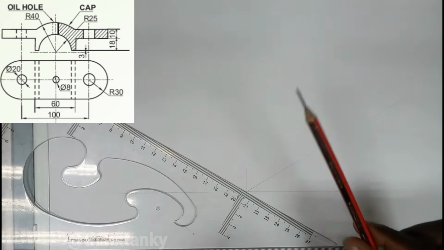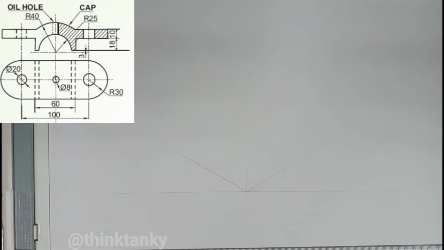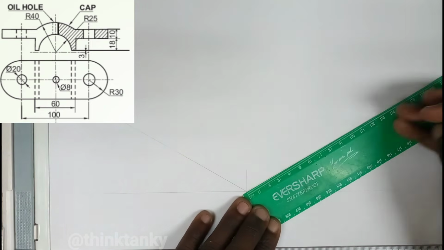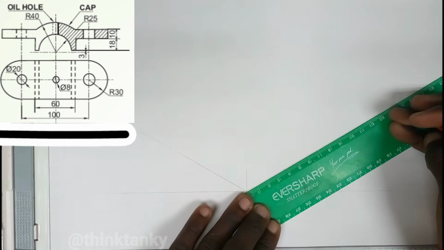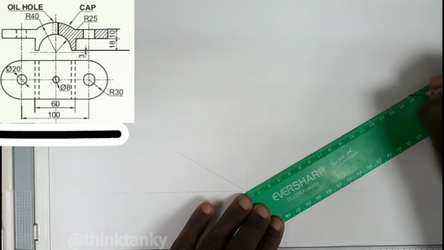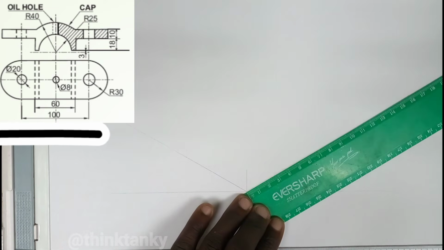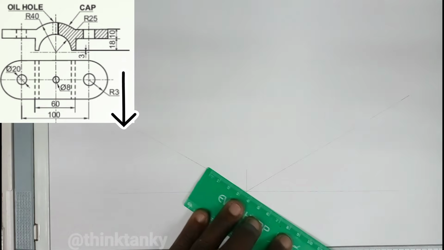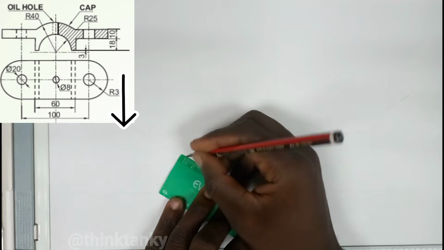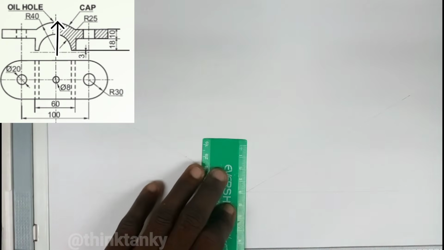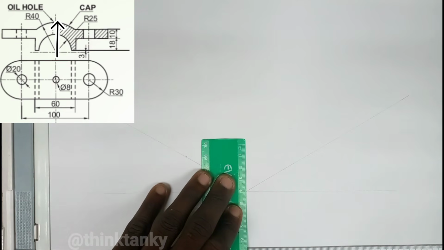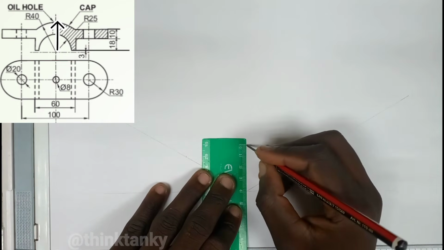You should make sure that your pencils are very sharp. The length of this diagram is 160. It's 100 plus 30 plus 30. The circular face is just 30 plus 30, so that is 160. So 160 is here. The width from the plan is 60. The height from the front view is 40.